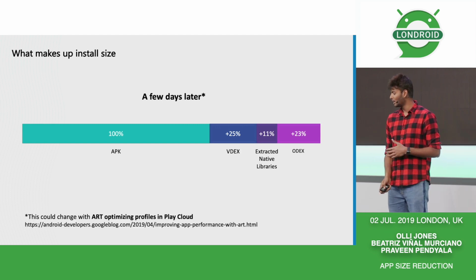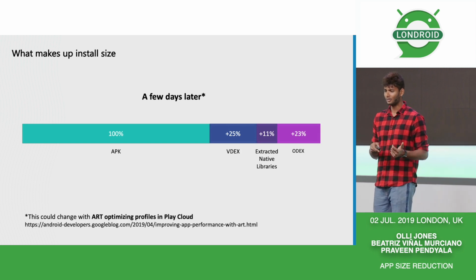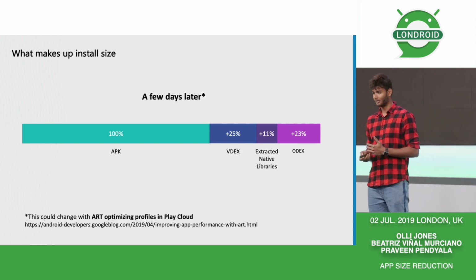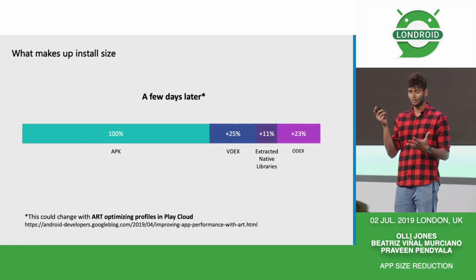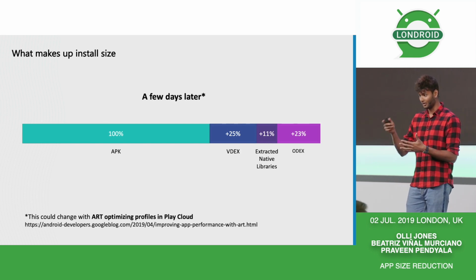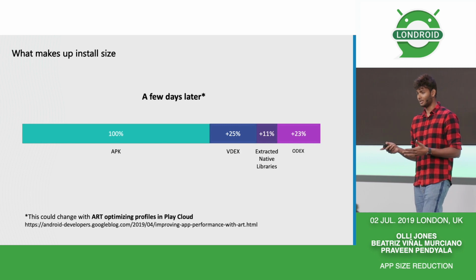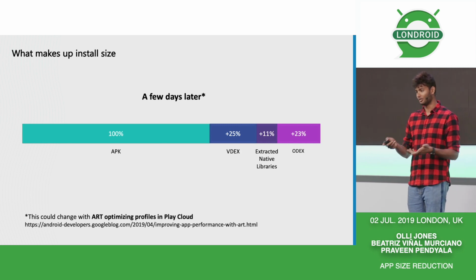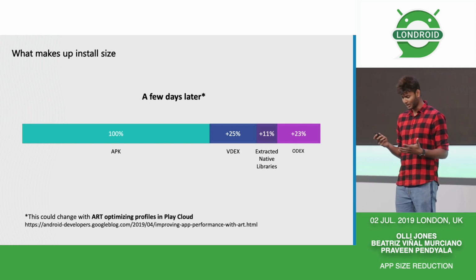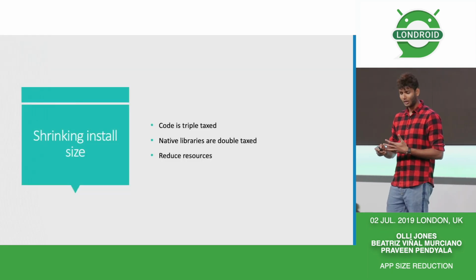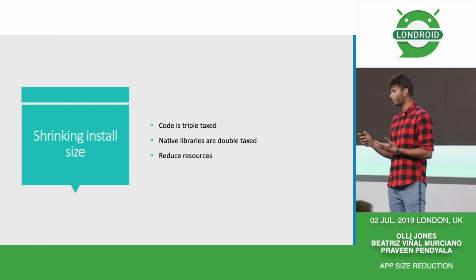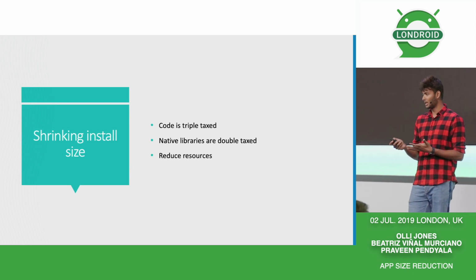And now Google announced cloud ART profiles for Play Cloud. What it means is it aggregates the profiles to generate the odex file. So the odex file that you see here may actually be generated at the time of installation in future. Now that we understand what makes up install size, I'm going to talk a little bit about how we went about shrinking install size.